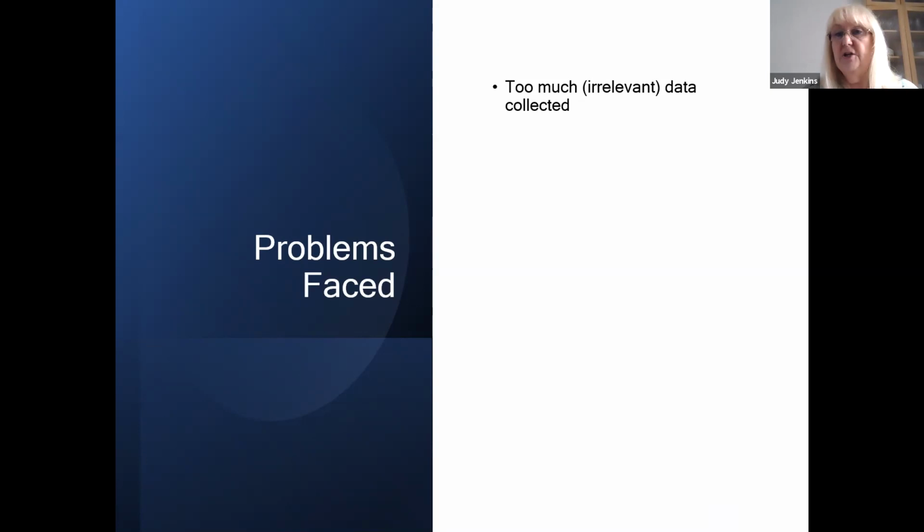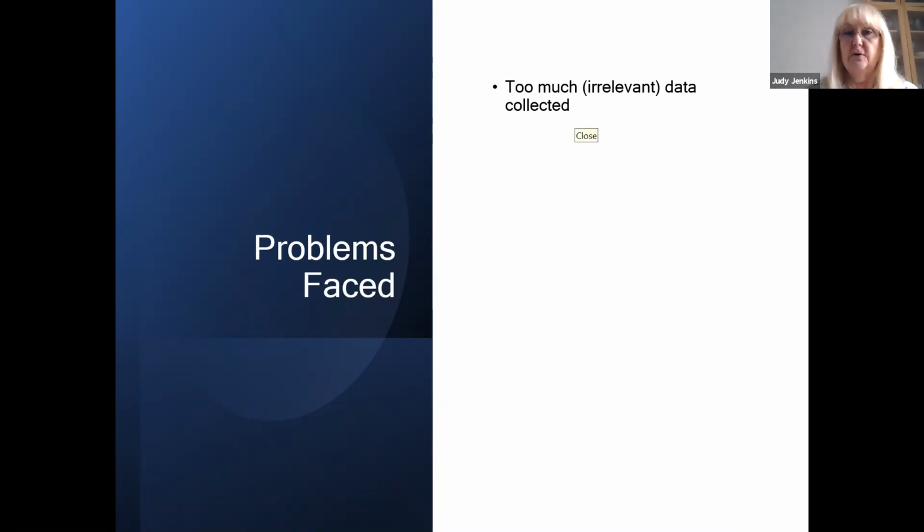If you think about when patients present in a hospital setting, they might be asked 4 or 5 times by different people, what's your name, what's your date of birth, what's your general practitioner's name? Why do we not just use a central system? Why do we need to collect all of this information over and over again?